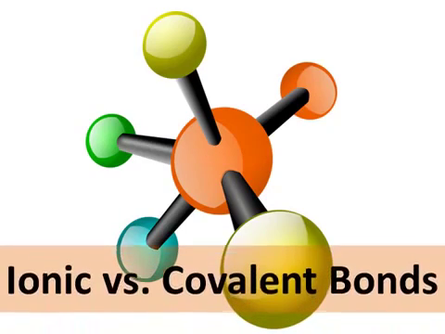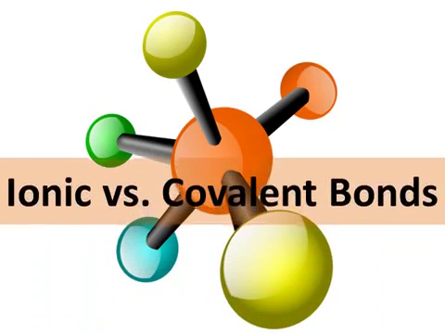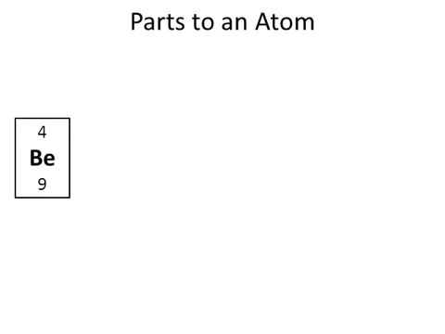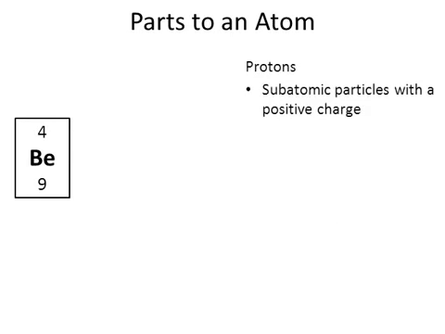Okay, let's talk about the basic differences between ionic and covalent bonds, two different ways in which atoms can connect to one another. Well, let's first look at the basic parts of an atom. Here's a square from the periodic table. Be is the element beryllium, and elements are made from atoms. And atoms have three basic parts.